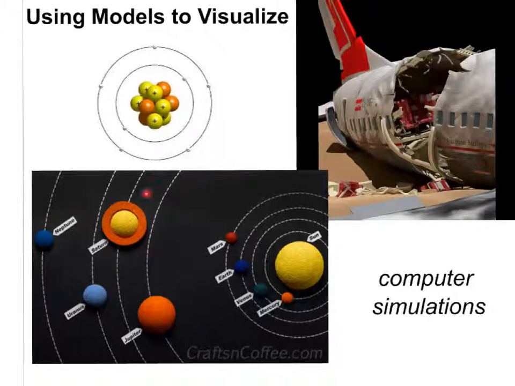Here's a model of the solar system. That can be useful because the solar system is so huge. We can't visualize it very well, so we can create a model. Sometimes an event or an object may be too dangerous to study. Here's a model of a plane crash, and that might help us visualize what kinds of things are happening. Computer simulations are also excellent models that can be very useful to help us visualize certain phenomena.